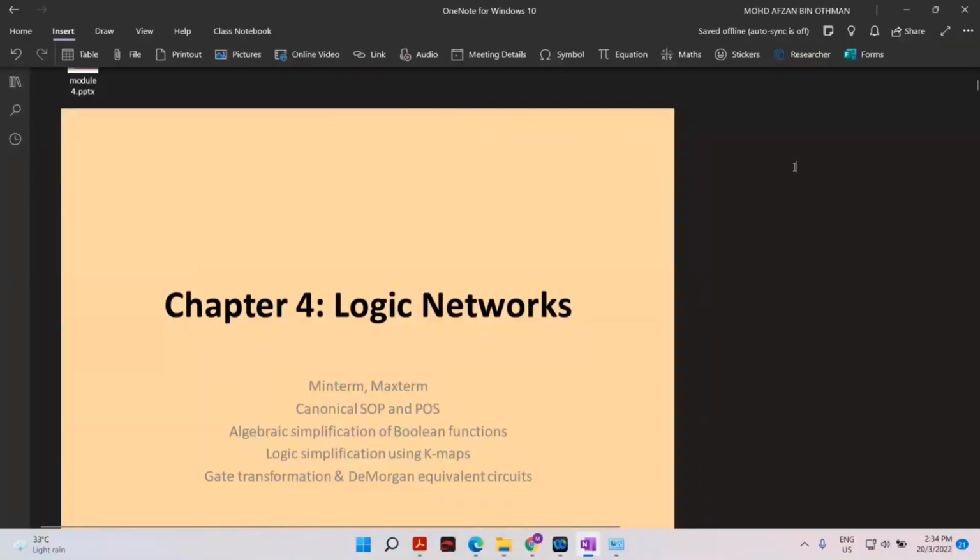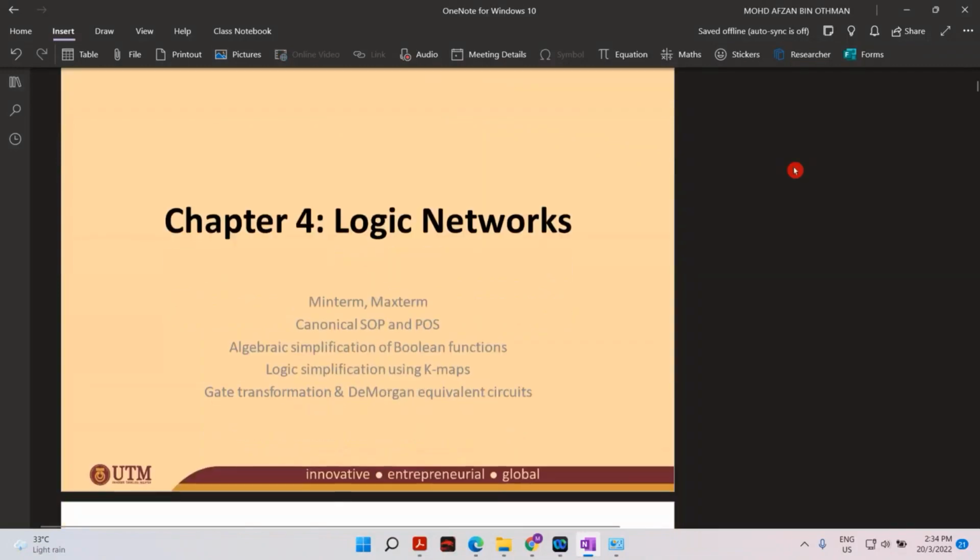This is chapter 4. In this chapter 4, you will learn about logic networks. There are a few sub-chapters that we will cover. First, you need to learn about the sum term, product terms, and then we have another term called min term, max term.